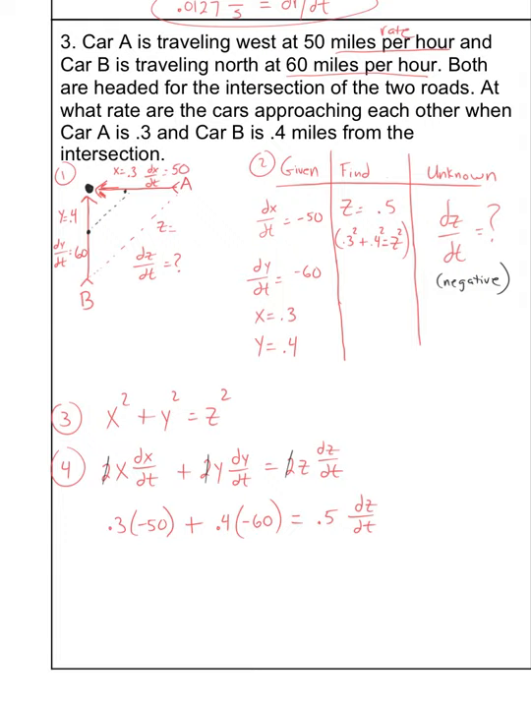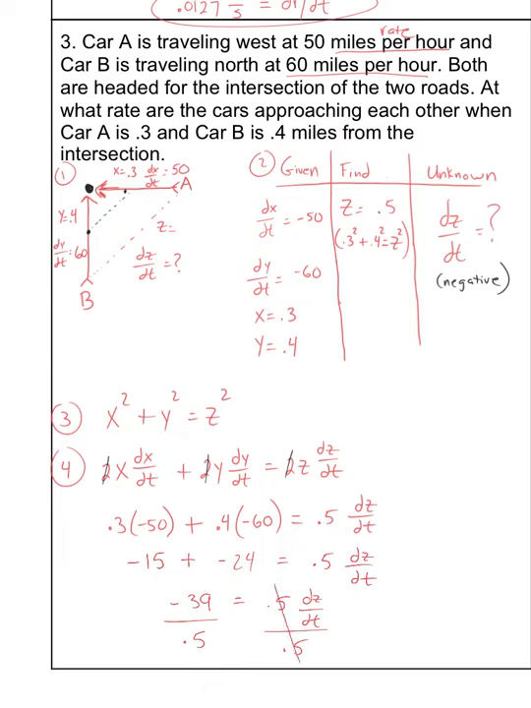0.3 times negative 50 is going to give us negative 15. 0.4 times negative 60 is going to give us negative 24. We bring down 0.5 dz dt. We add and get negative 39. And now to get dz dt by itself, we're just going to divide both sides by 0.5.